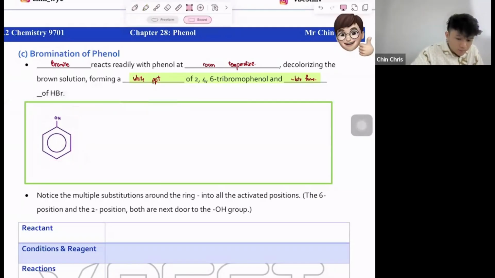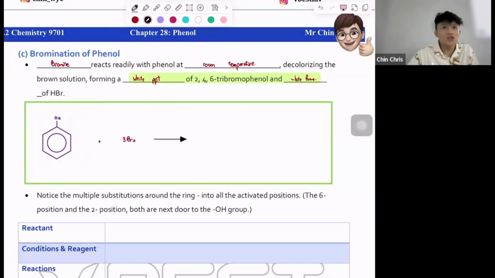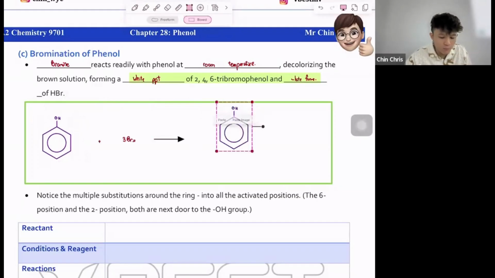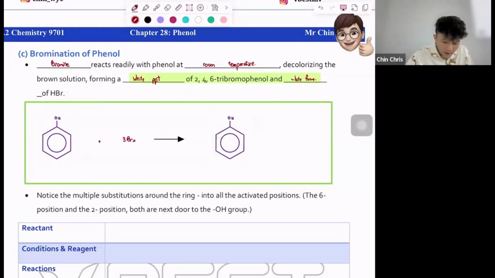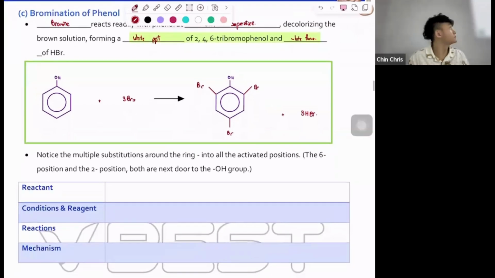Alright guys, I have a phenol. I'm going to add 3Br2. I don't even need to add anything else. Just throw them together and they will start reacting already, for one reason: phenol is very reactive. And boom, you get 3 HBr. So that's your 2,4,6-tribromophenol.